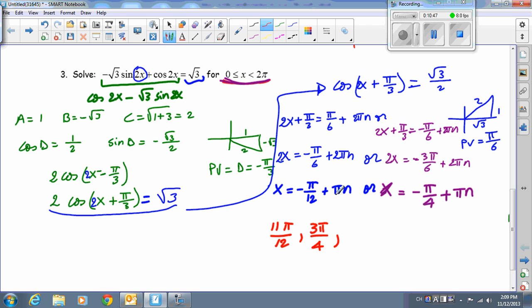Well, what if I plug in 2 here? I will have 2 pi or 24 pi over 12 minus pi over 12 will give me 23 pi over 12. Now let's plug in 2 in this one. If you plug in 2 here, you will have 8 pi over 4 minus pi over 4. That will give you 7 pi over 4. And I believe this is it.